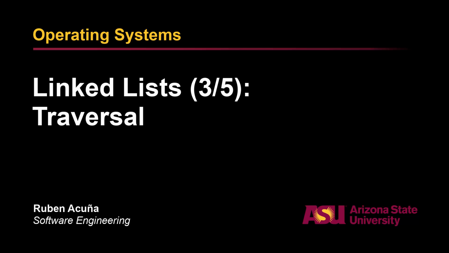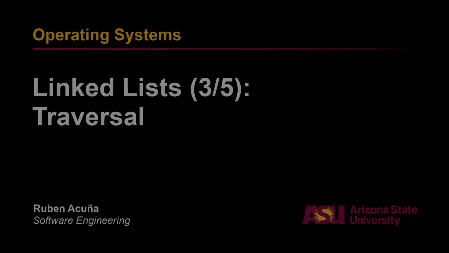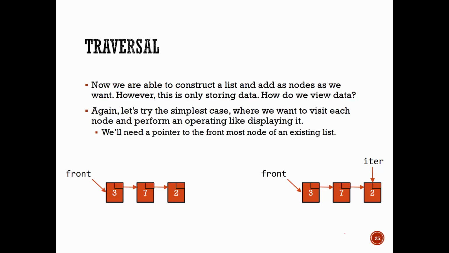Hey folks, in this video we're going to look at how we can traverse a list. In the previous video we looked at the construction of a linked list. We created nodes and then we had a function that added those nodes to an existing list. Given that we built a list, we need to be able to do something with it. In the previous example we did that by having printf manually print out different nodes.